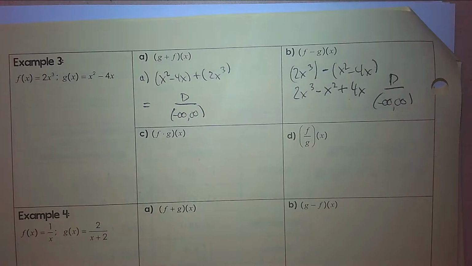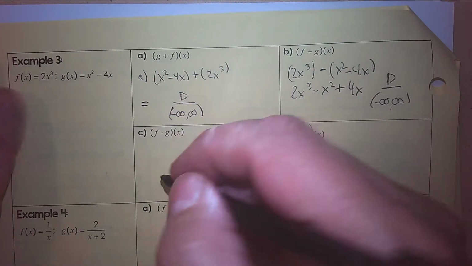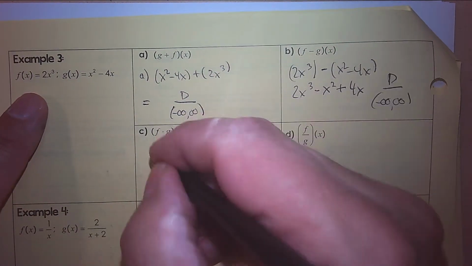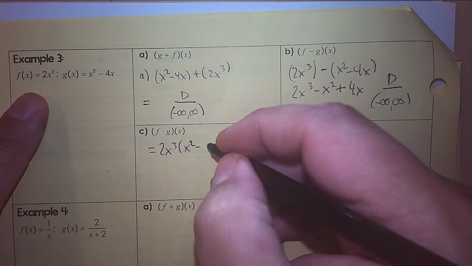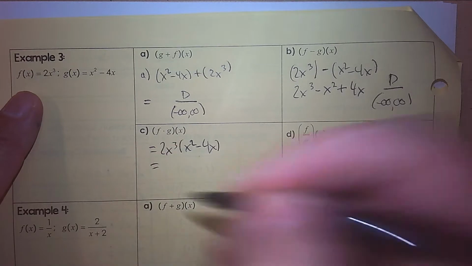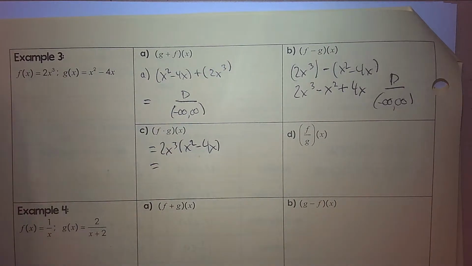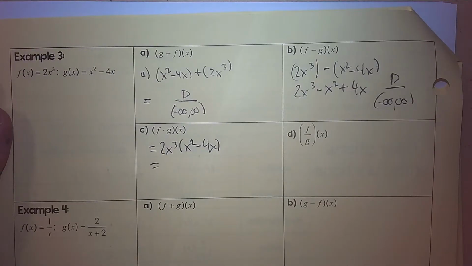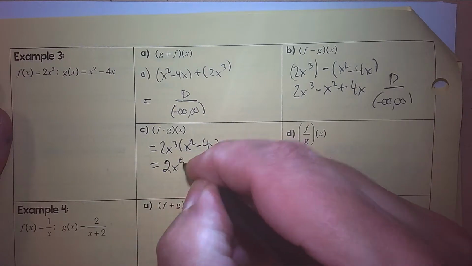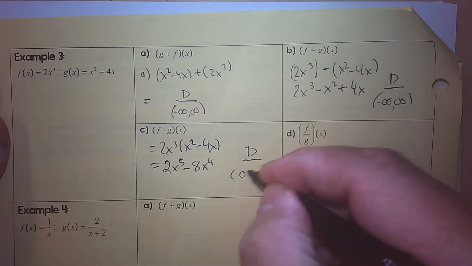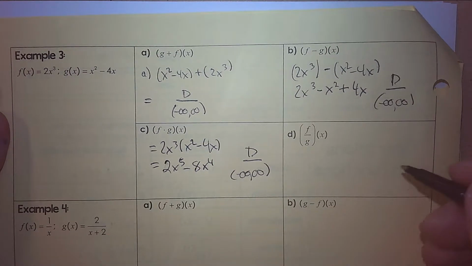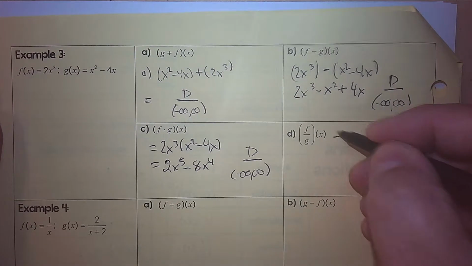Beautiful. Part C. Sarah, what do I do? You multiply 2x cubed and x squared minus 4. All right. What do I get when I multiply them together? You get 2x to the power of 5 minus 8x to the power of 4. Perfect. Any domain restrictions? No, your answer is done. Right? All right, onward.